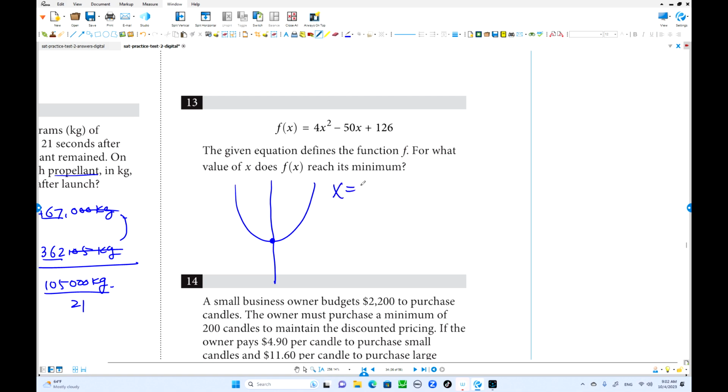So the axis of symmetry is negative b over 2a, right? So negative negative 50 is positive 50 over 2 times 4, which is 8, so 6.25, okay? At this value of x, it has the minimum. Or you can use vertex form, okay?